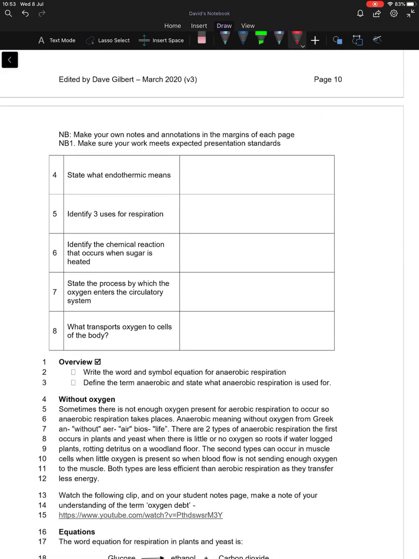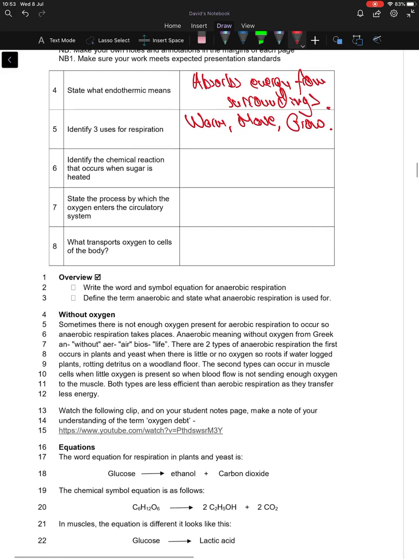What does endothermic mean? Remember, it's the opposite of exothermic. It absorbs energy from surroundings. Identify 3 uses of respiration. We talked about them last lesson. It keeps animals warm, helps them to move, and making more and larger molecules, so therefore helps them to grow.